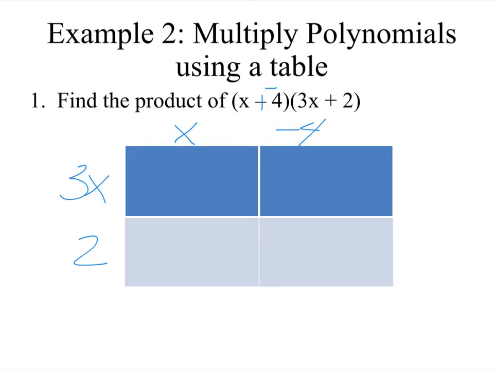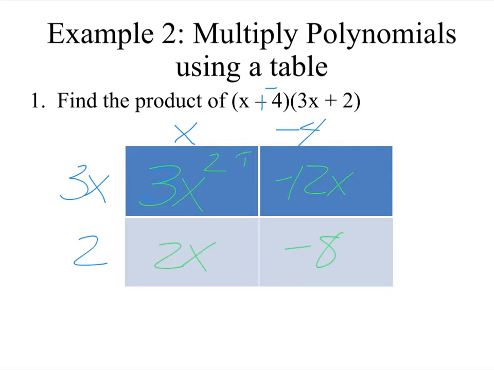So 3x times x, 3 times 1 is 3, you can't read blue in a blue box. So it's going to be 3x squared because I have 2 x's. 3x and -4 is -12x. 2 and 1x is 2x, and 2 and -4 is -8.